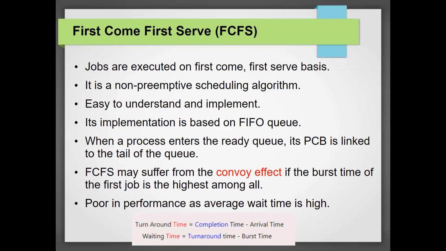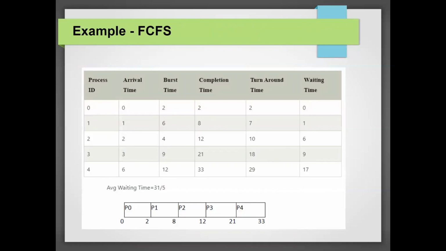Let's understand the first come first serve algorithm with one example. Here I have listed out one example. I have five processes P0, P1, P2, P3, P4, with their arrival time and burst time. Now we have to calculate the completion time for each process. Here process P0 arrived at the time of 0 in the ready queue.